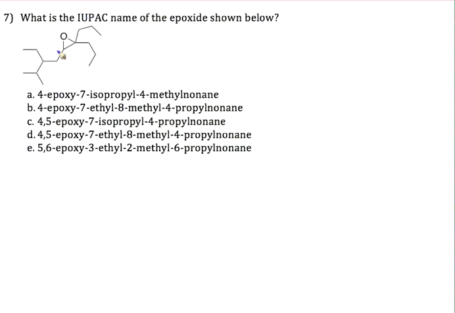Okay, in this question we're asked to name this epoxide. And the first thing you want to do is, as always, select the longest continuous carbon chain that contains this epoxide. And we have two options. Okay, we can select this chain that contains 1, 2, 3, 4, 5, 6, 7, 8, 9 carbon atoms.